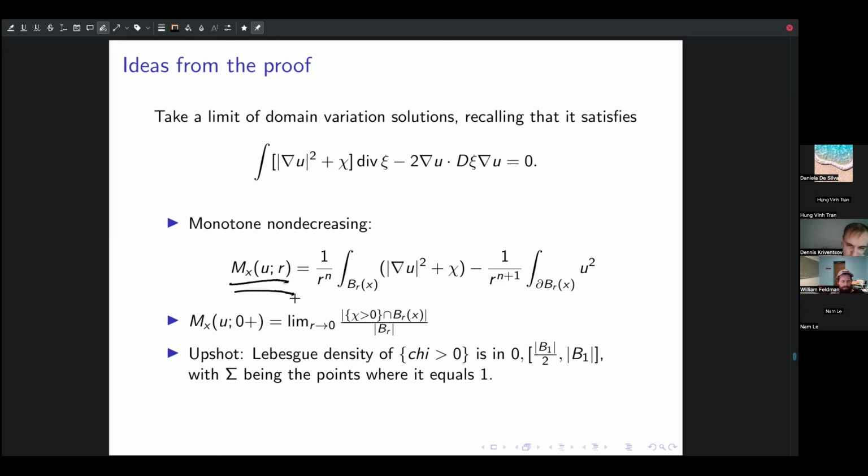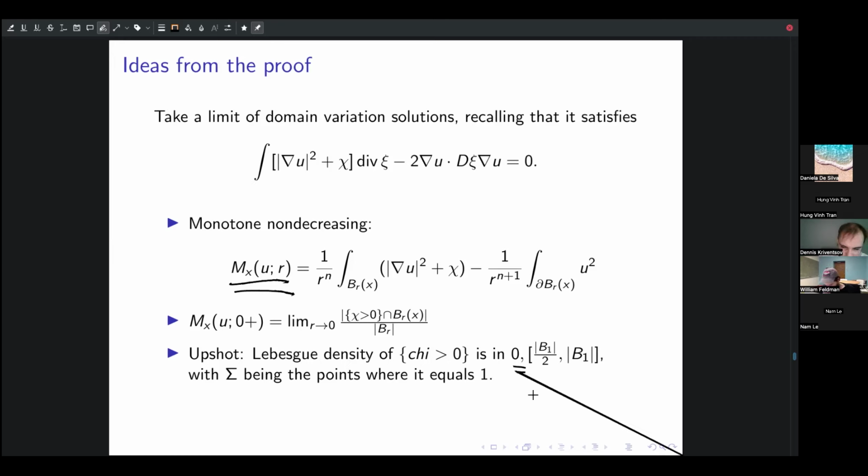So this is monotone. This is a non-decreasing function. And if you take the limit at zero, you read off the Lebesgue density of the positivity set. The Lebesgue density only has some possible values, because you can at least say something about the possible blow-up limits of the U here. So the only possible values are, either you have zero.